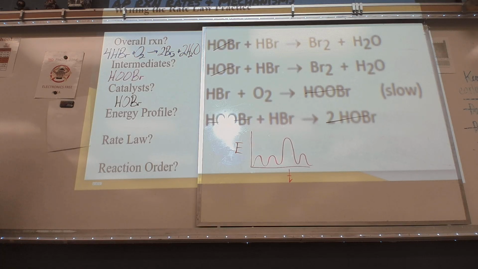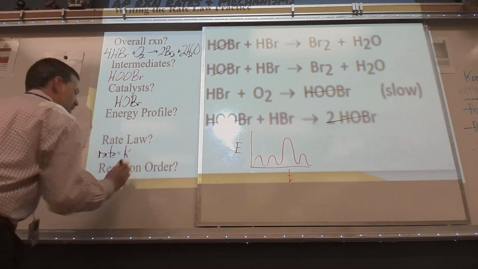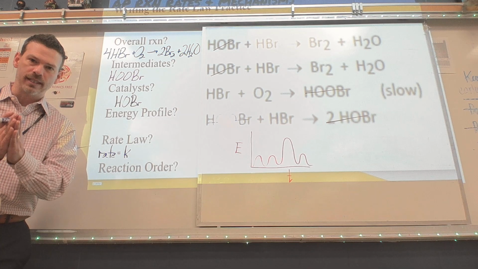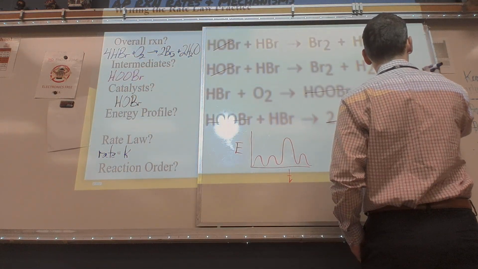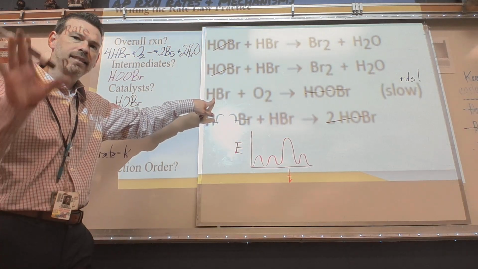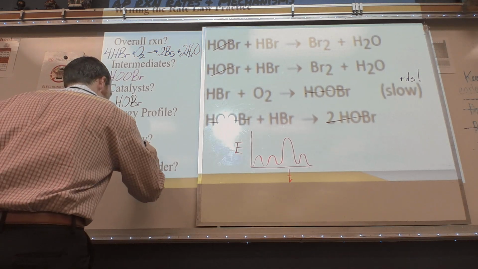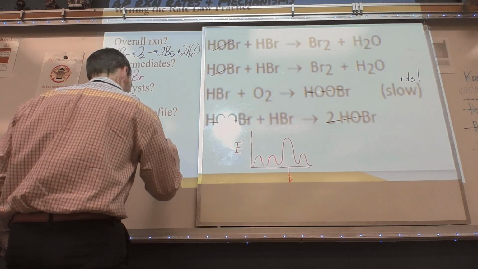The rate law, well, it's always rate equals k. Right? Always starts with that. We'll start finding k values tomorrow. And then you go straight to the slow step. All right, here's the RDS right here. And it's just the reactants of the slow step that go into the brackets here. My molarity brackets of HBr and O2.